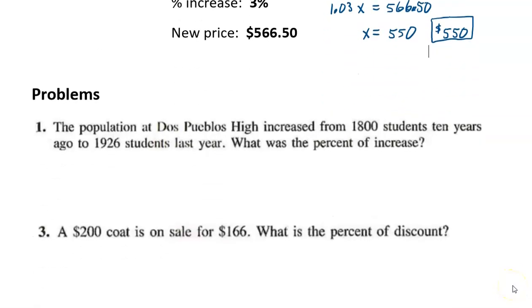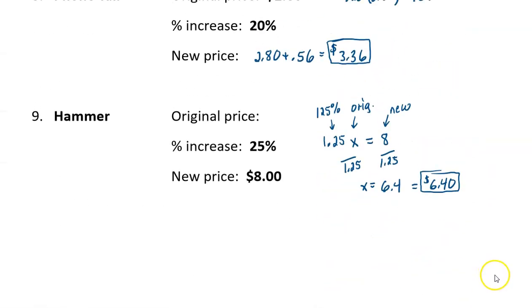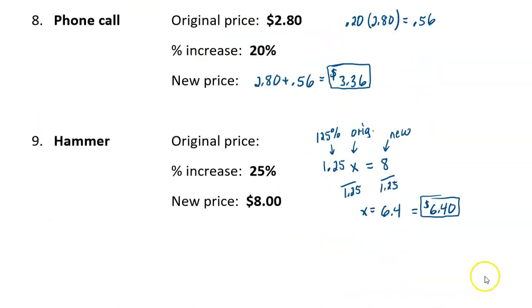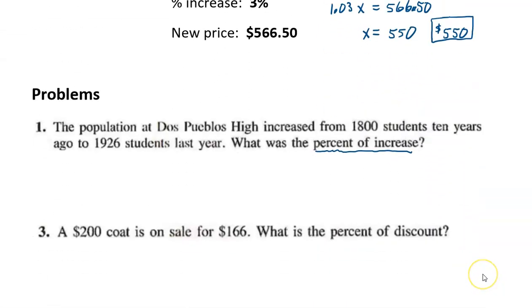Now a couple other word problems. The population of Dos Pueblos High increased from 1,800 students 10 years ago to 1,926 students last year. What was the percent of increase? It's asking us to find percent increase. We can use our formula for percent increase. We're going to do the amount that it increased and divide it by the original amount. So what was the amount of the increase? Let's figure that first.